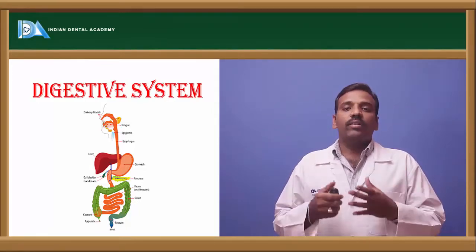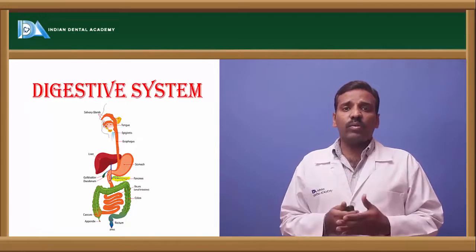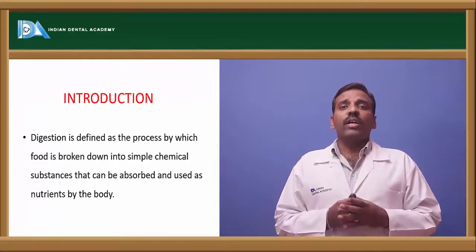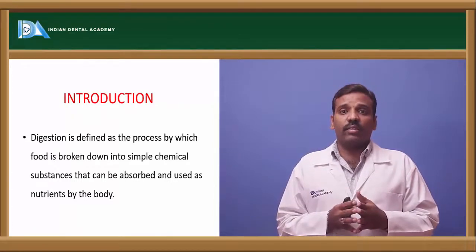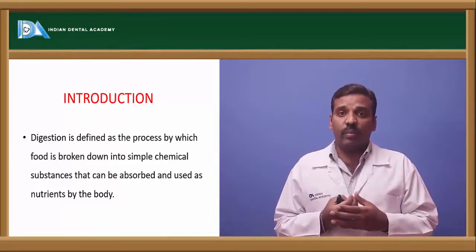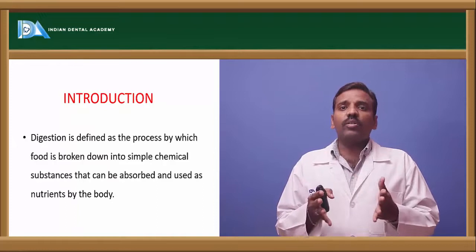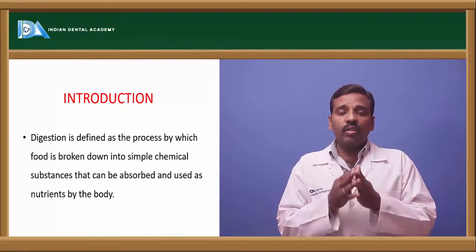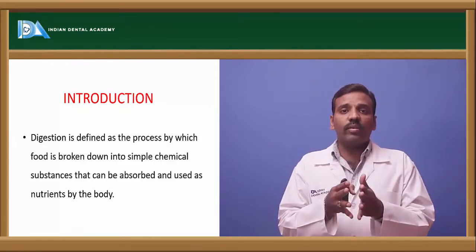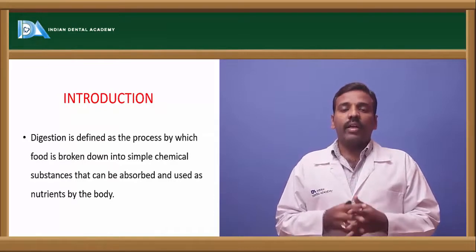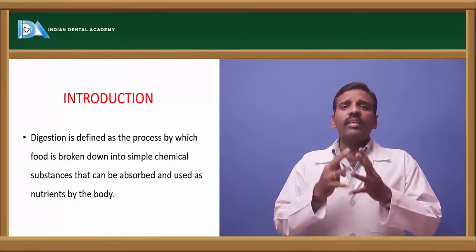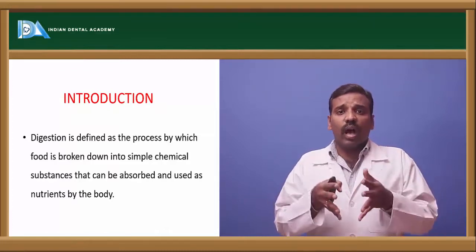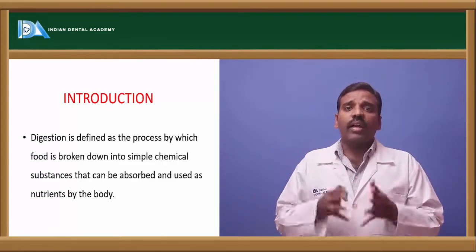Before going to the system, what is digestion? We should know about this. Digestion is nothing but the large substances which we take in by mouth being broken down into small particles. The large molecules break down into simple chemical components, which is called digestion. This process is carried out by many organs, and together those organs make a system, called the digestive system.